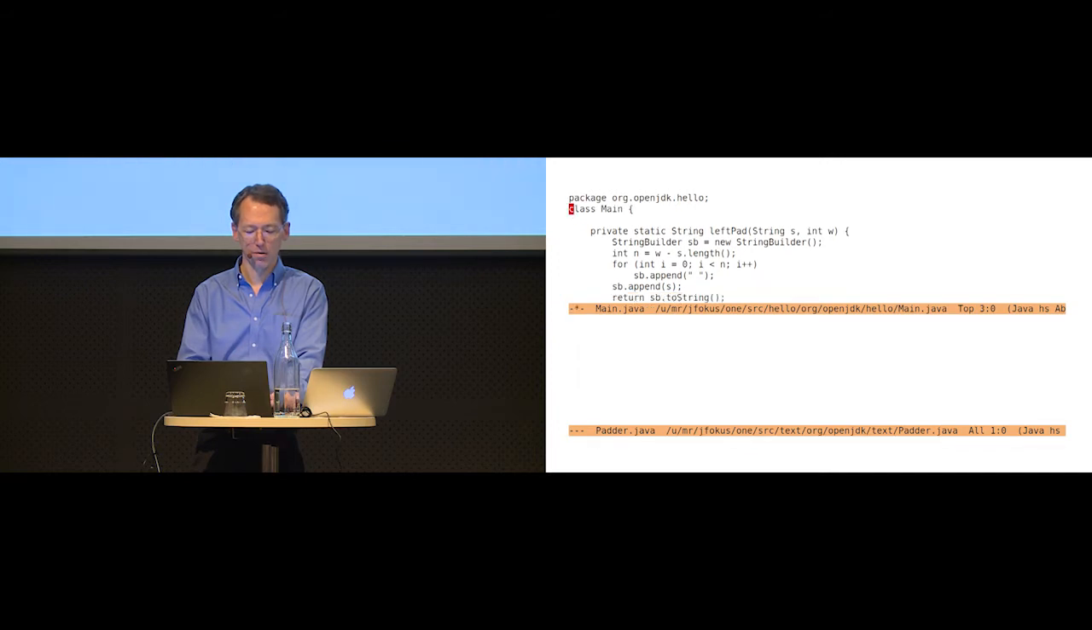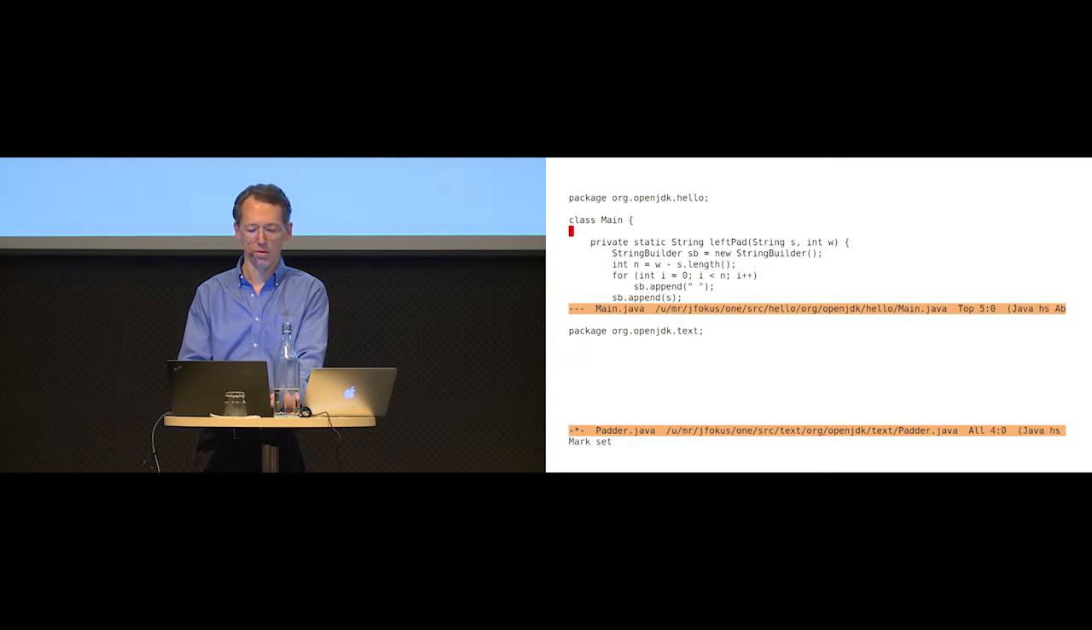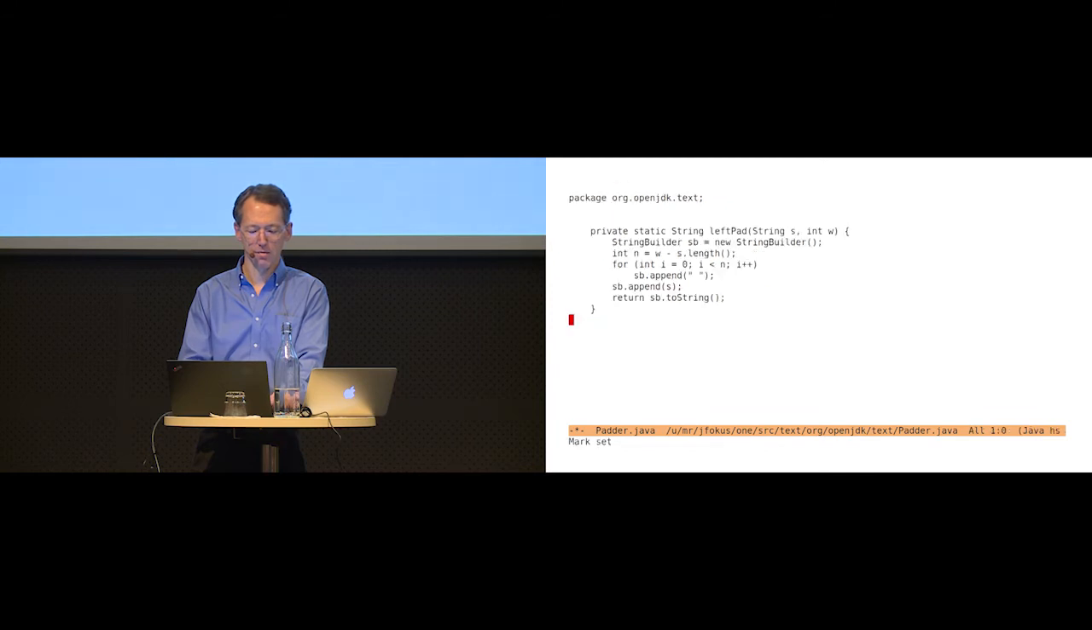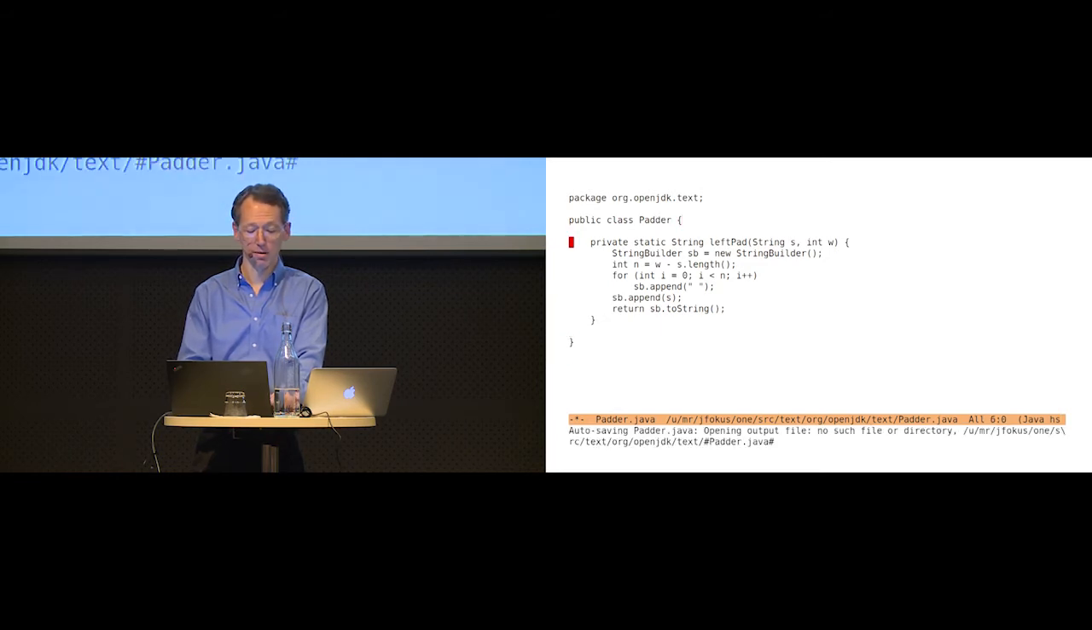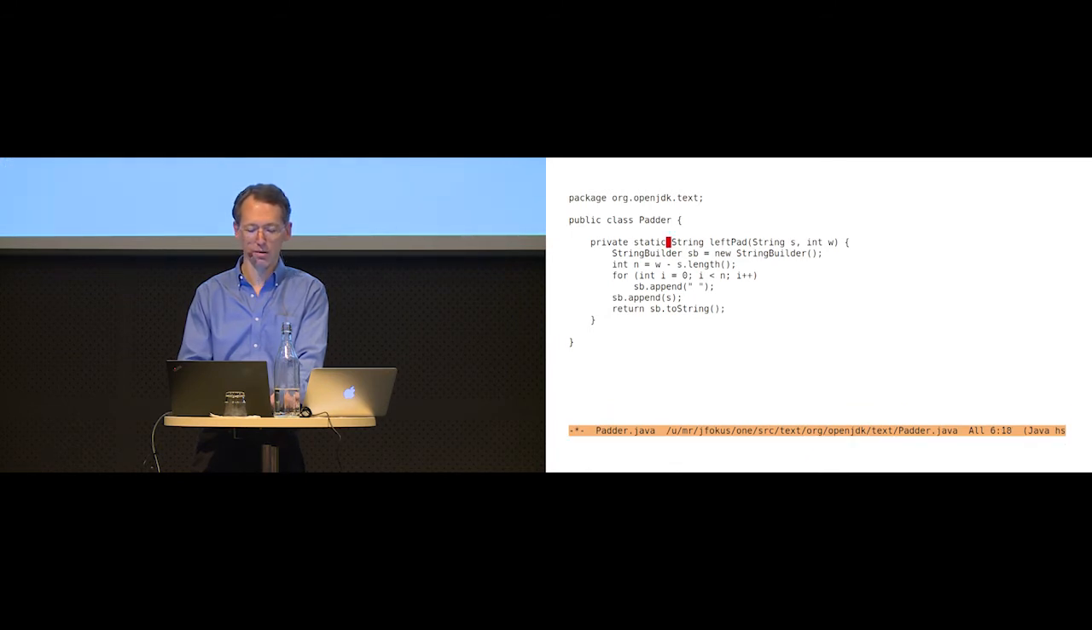Take this method out, wrap a class around it. And there we go. Oh, I better make this public, otherwise it won't work. Okay, I get it. Thank you. Public static. Okay, so to compile this, I'll need a module info for the text module.